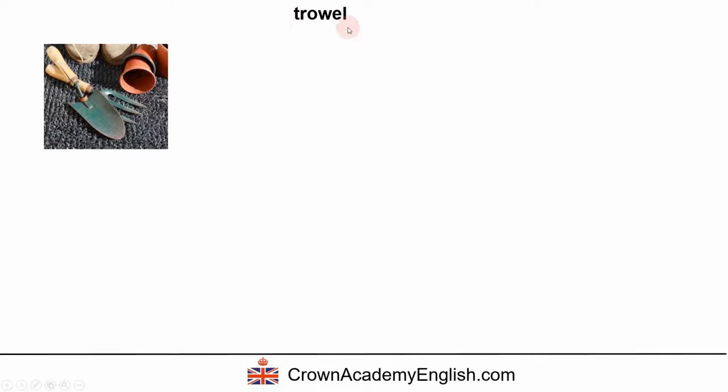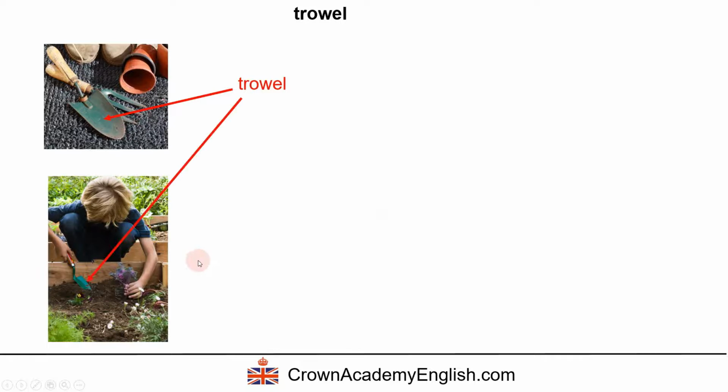Trowel. Be careful of the pronunciation. So here is a trowel. And here is somebody using the trowel. So Mark is digging a small hole with the trowel. So it's almost like a spade. It's a very small spade that we can just hold in one hand. So we use it to make very small holes in the soil.